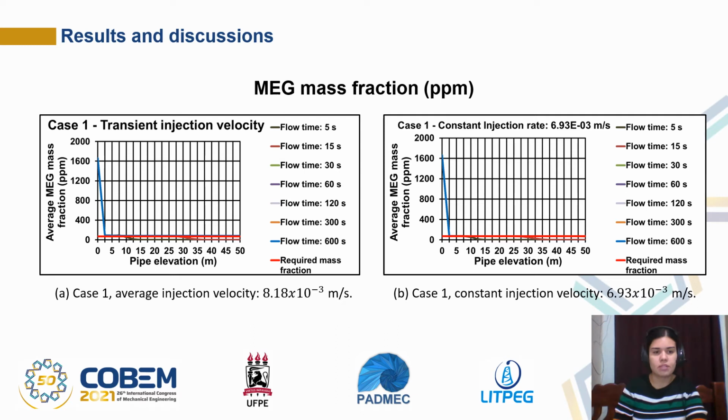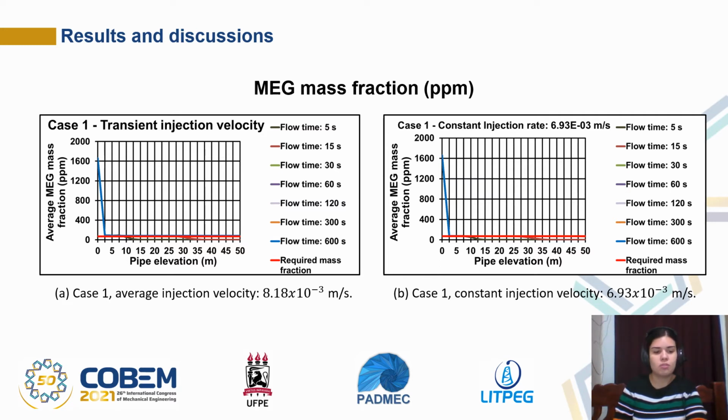The MEG mass fraction was analyzed at different flow times for the transient and constant injection cases. At constant velocity, the values of the predicted average profile of this mass fraction are somewhat lower than the values obtained for the transient injection velocities.